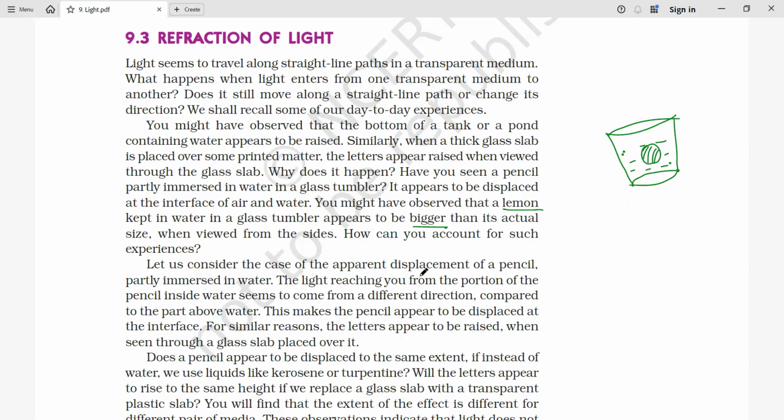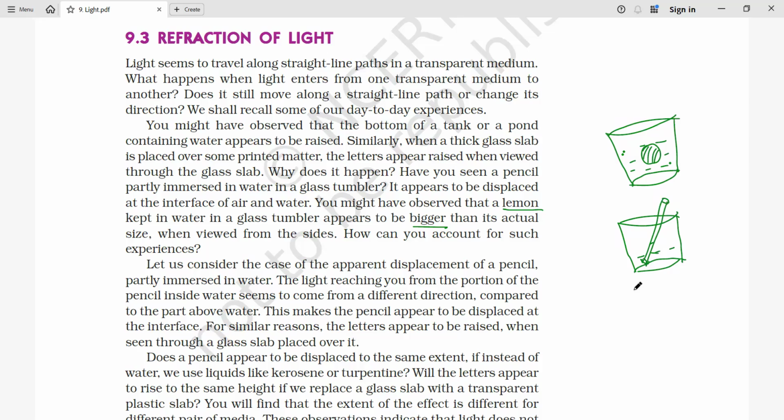So that bending of the light is going to take place. Another phenomenon: suppose we have again a glass, partially filled with water, and here we have one pencil. Now you will feel that the portion of the pencil which is dipped inside the water appears in a different way. It appears displaced from the interface. Again, that is due to the refraction of the light.